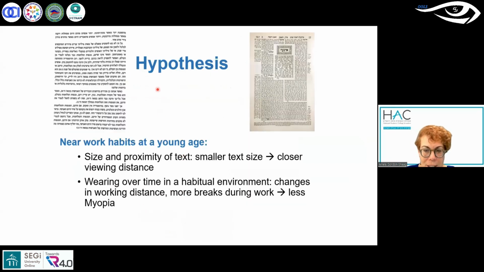So our hypothesis is, remember I showed you this text at the beginning. This is the kind of text that the ultra-Orthodox children look at. It has all these really small fonts, and the letters are crowded close together. Our hypothesis was that because their texts have such small fonts, they would be reading at a shorter reading distance. It's not only that they do more near work, the reading distance is shorter.